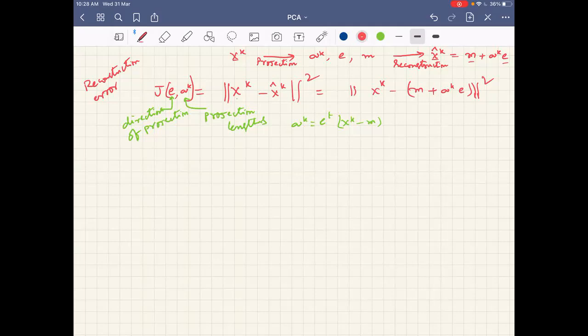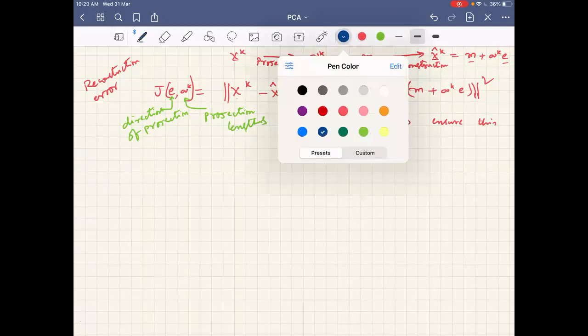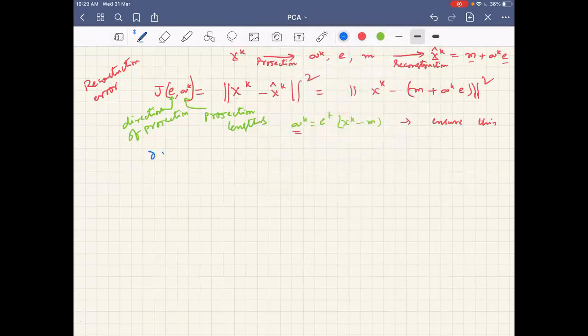So now the question is how I ideally ensure this. That means, this is the expression I get by minimizing the reconstruction error with respect to ak. So what should I do now to prove that? You can differentiate the cost with respect to ak and equate it to 0.